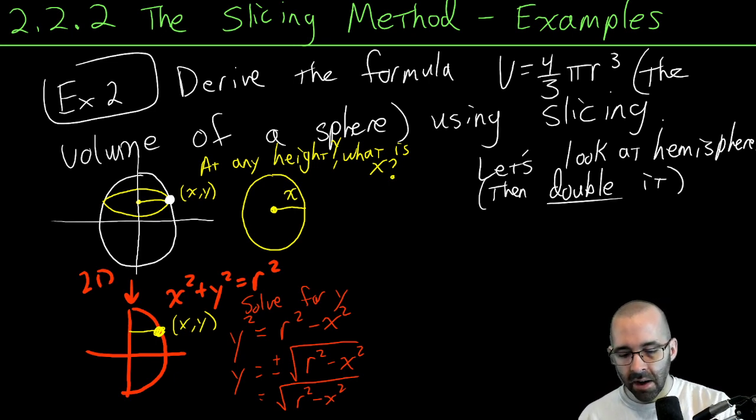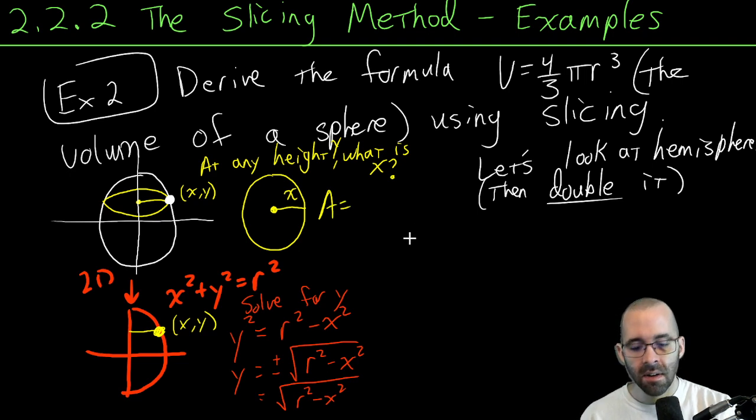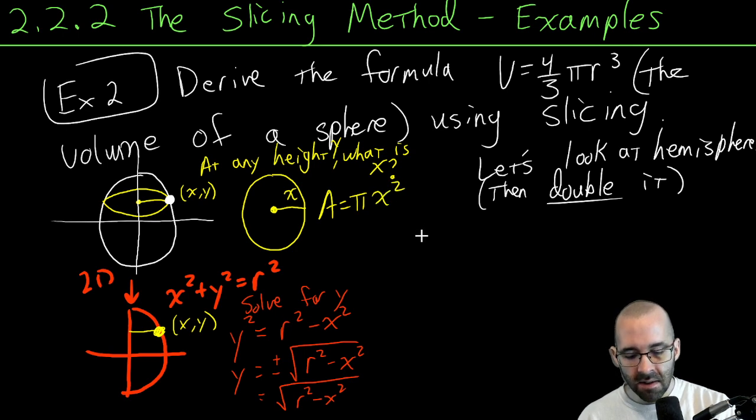So we know the area now of this cross section. It's a circle, so it's pi times whatever the radius is, which is x. And what is x at any height? Oh, I solved for the wrong thing.